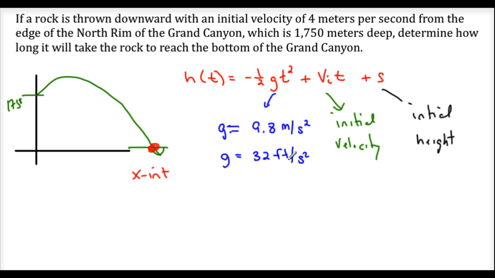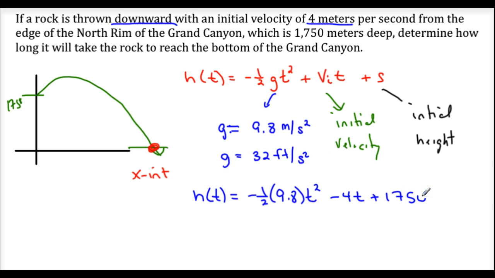So let's plug into this. So h of t equals -1/2 times what? 9.8 t squared plus my initial velocity. What's my initial velocity? What does it say before that? If a rock is thrown downward. So what's my initial velocity? -4. So -4 t plus your 1750, which is your initial height.